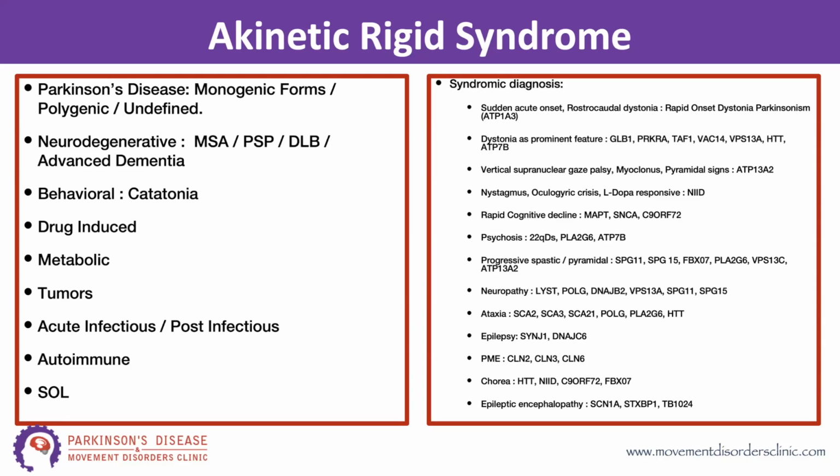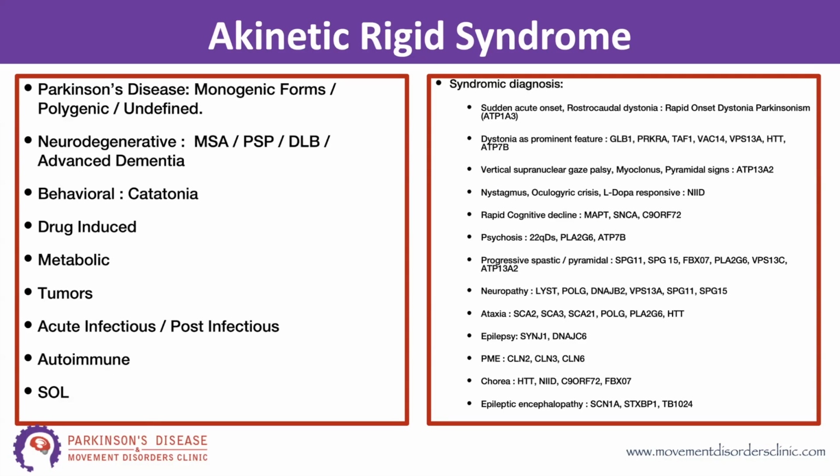Further, other causes include behavioral such as catatonias, obsessive slowness, drug-induced disorders, metabolic disorders, tumors, acute infections or post-infectious causes, autoimmune, and space-occupying, which are the standard known approach for any secondary disorders that we will look into. People can also have akinetic rigid syndrome as a part of genetic defects or genetic mutations, which could be part of syndromic diagnosis, which includes rapid onset dystonia Parkinsonism, when there is sudden onset rostrocaudal dystonia.